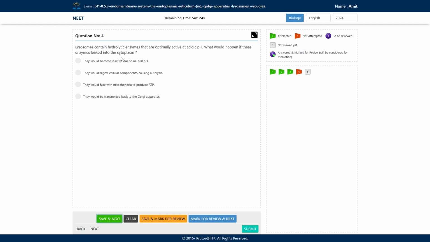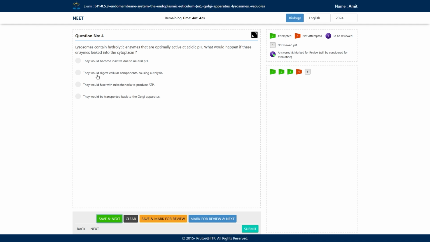Next one, lysosome contain hydrolytic enzymes that are optimally active at the acidic pH. What will happen if these enzymes break or if these enzymes are leaked into the cytoplasm? So option number A, they would become inactive due to the neutral pH of the cytoplasm because they function at the acidic pH. Next is they would digest cellular components during autolysis. Third one is they would fuse with the mitochondria to produce ATP. And fourth is they would be transported back to the Golgi apparatus. What will be the correct answer?